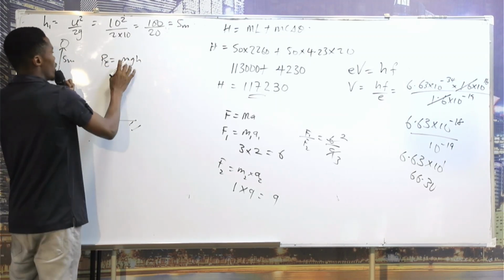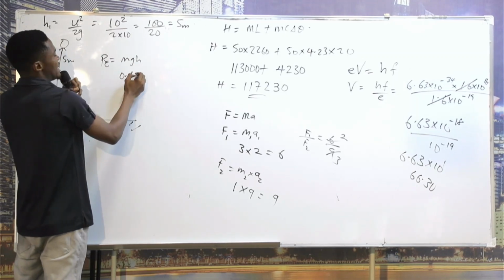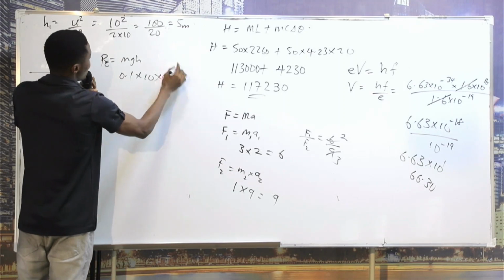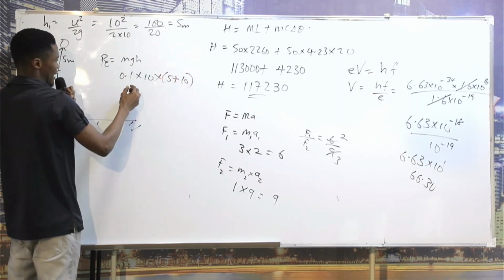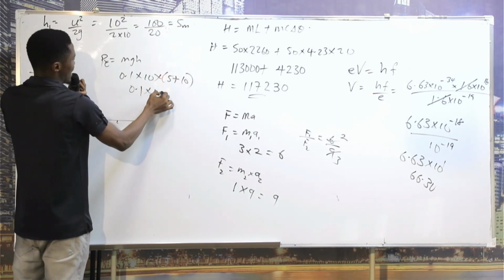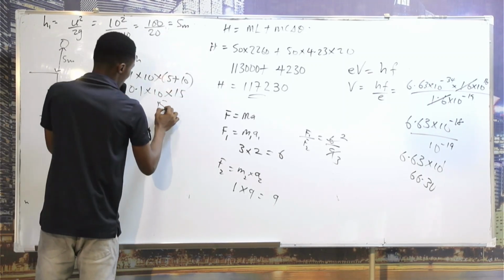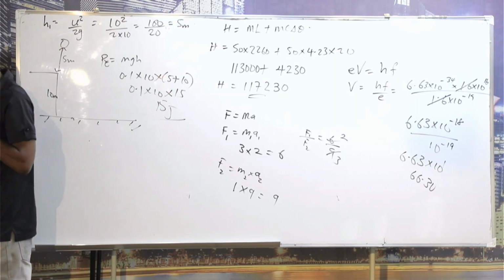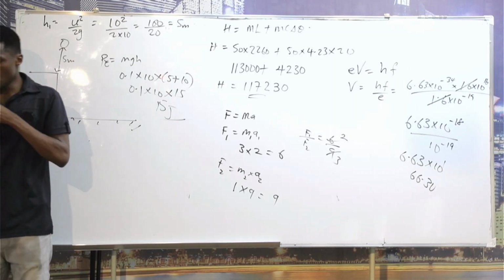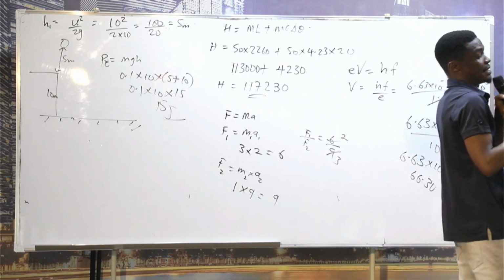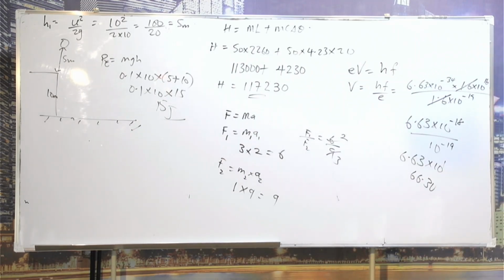What is the mass of the object? 0.1. g is how many? 10. Total height is 5 plus 10, which is 15. So 0.1 times 10 times 15. What would that give me? That would give me 15 joules. Adequate option. Option C. Yes, option C.